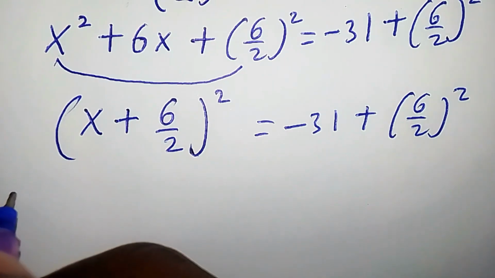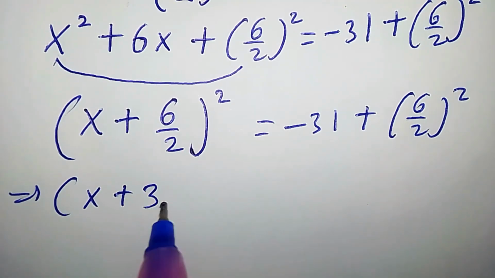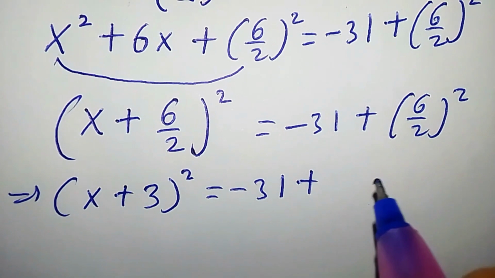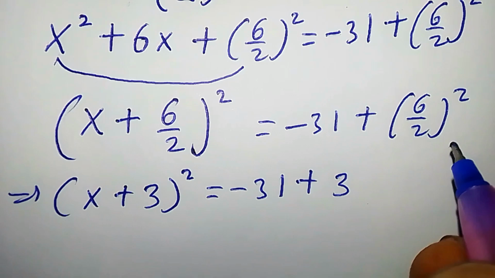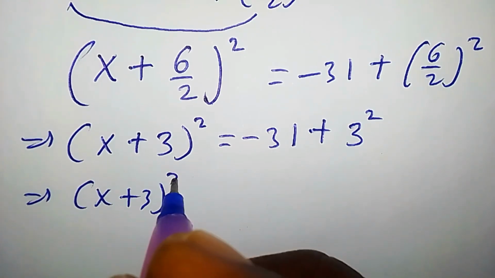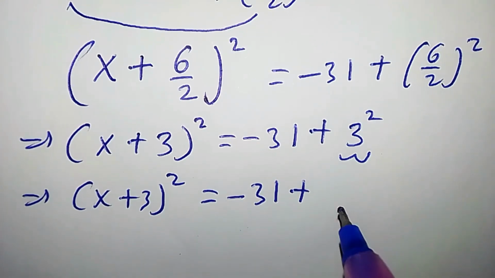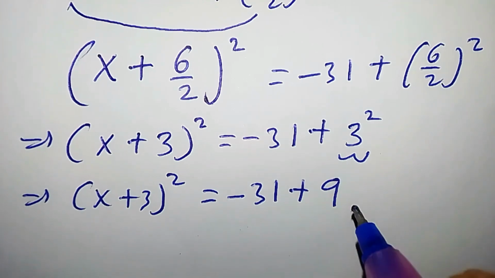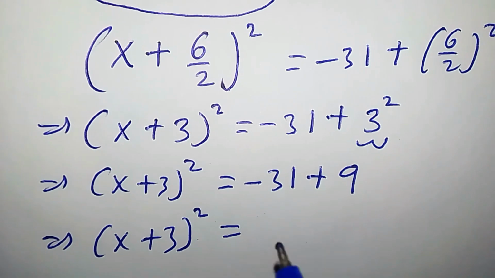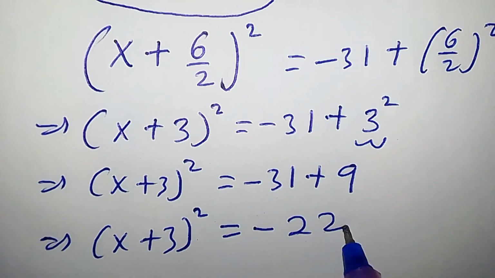Let's continue. This means that (x + 6/2), that is 3, all squared equal to -31 + (6/2), that is 3, all squared. This means that (x + 3)^2 is equal to -31 plus, what is 3 squared? That is 3 times 3, which is 9. This means that (x + 3)^2 is equal to -31 + 9, that is -22.